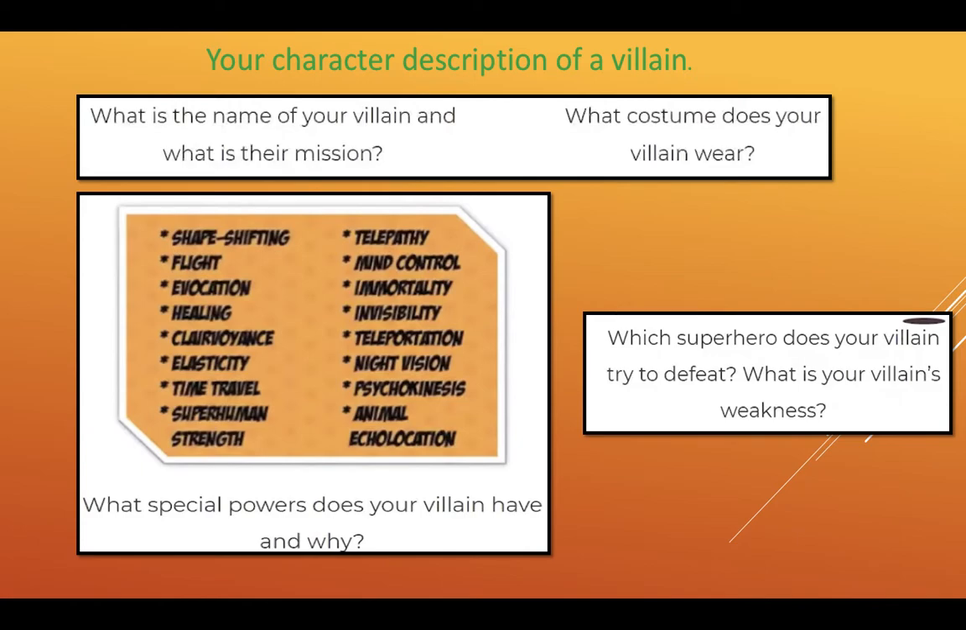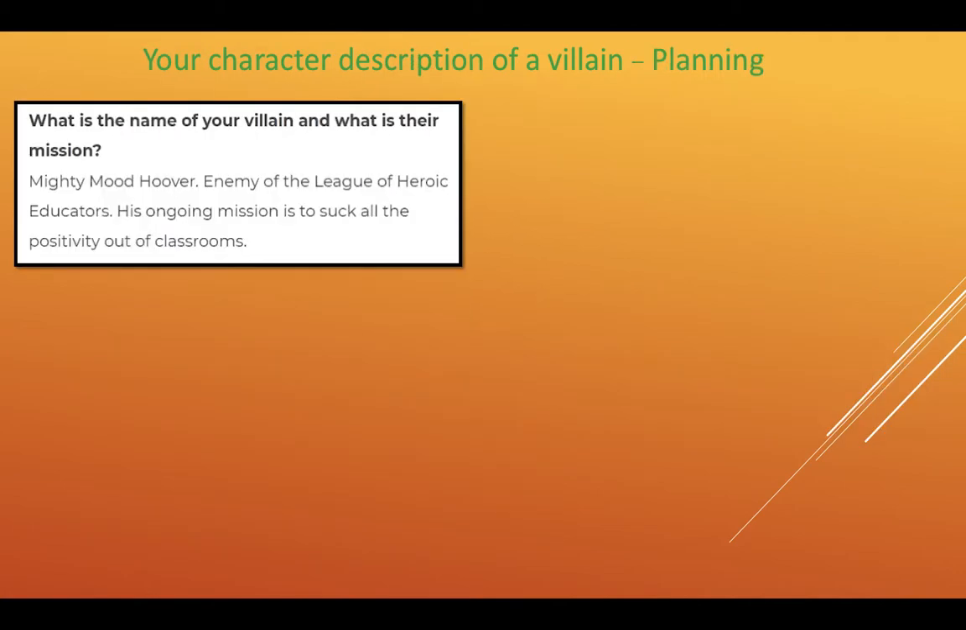Okay, which superhero does your villain try to defeat? And what is your villain's weakness? Do they have a weakness? So, which superhero does your villain try to defeat? What is your villain's weakness? If you want to use a villain and a superhero from a film or an animation you've watched, you can. Does not have to be original. It's up to you. So remember, magpieing is a very good thing. If you copy a piece of work completely, then that's not okay. But you can magpie some ideas.